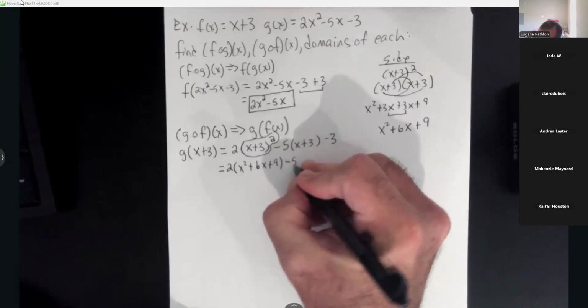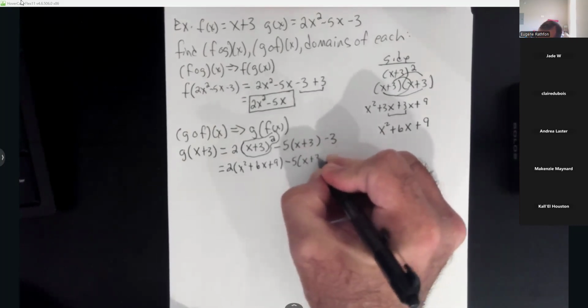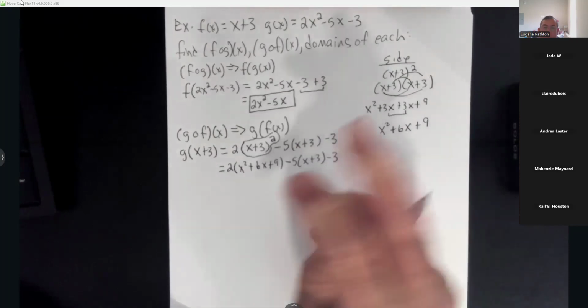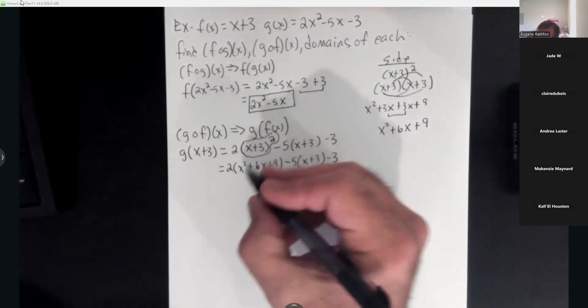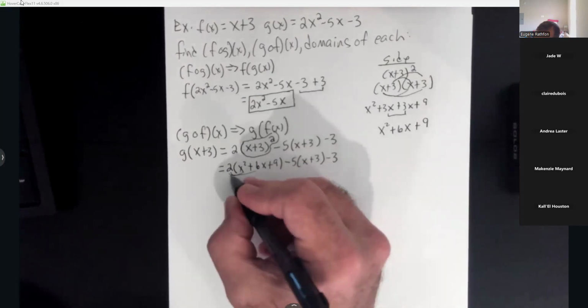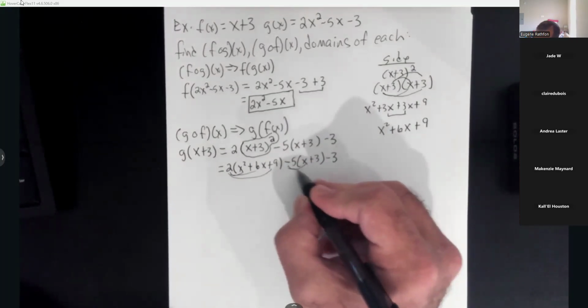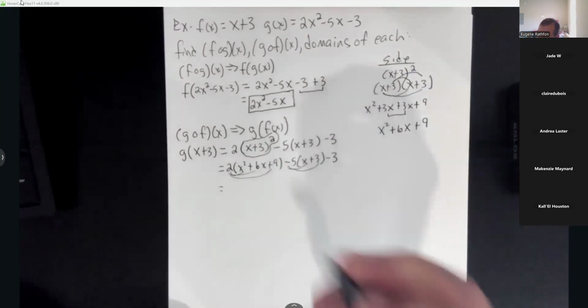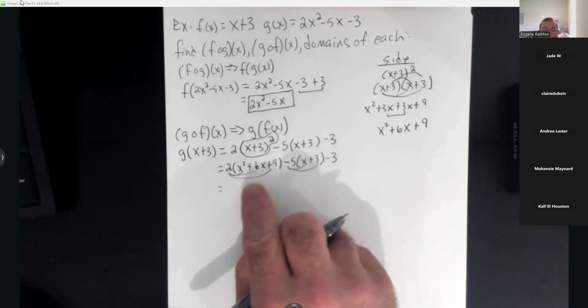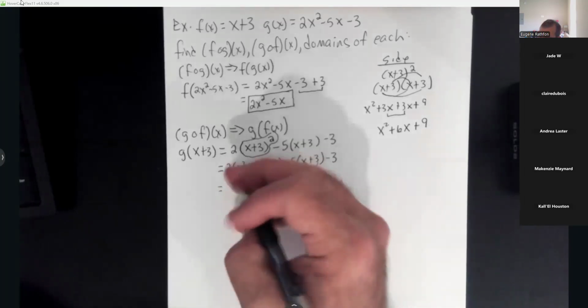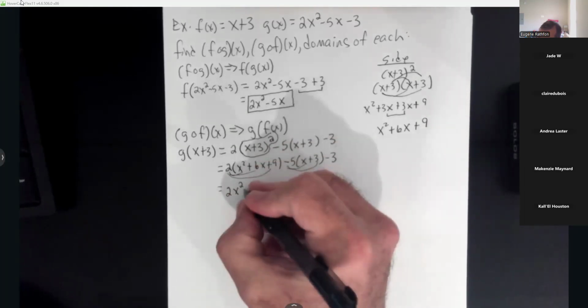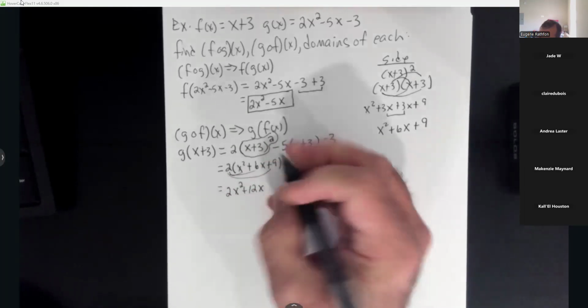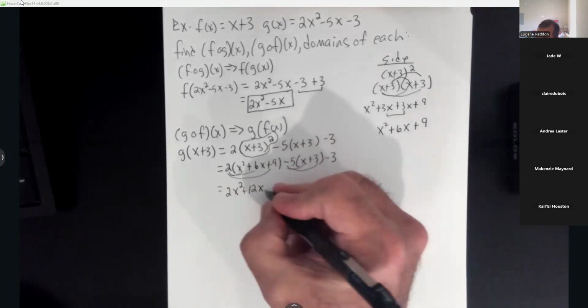I'm just bringing everything else down now so y'all can see what I'm doing one by one. Next, I will multiply. I'm going to distribute a 2 here and a negative 5 here. And those are the only things I can multiply at the moment. So 2 times x squared is a 2x squared. 2 times 6x is 12x. 2 times 9 is 18.